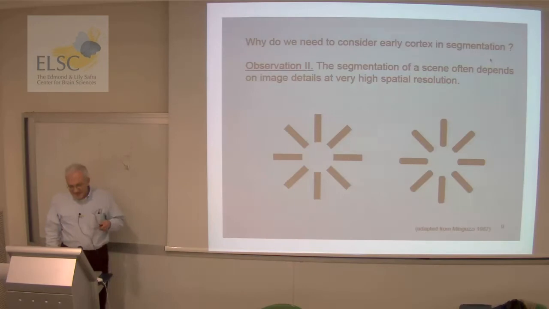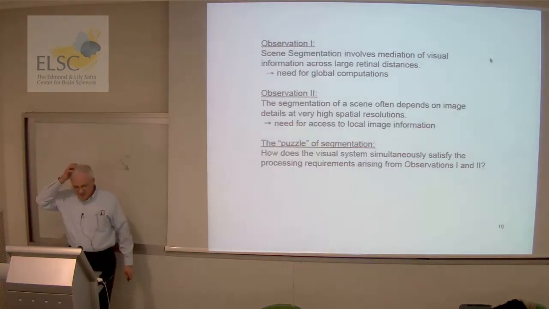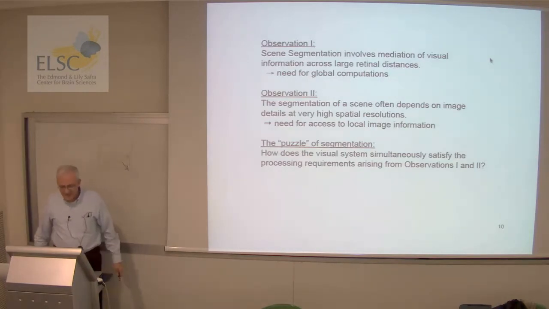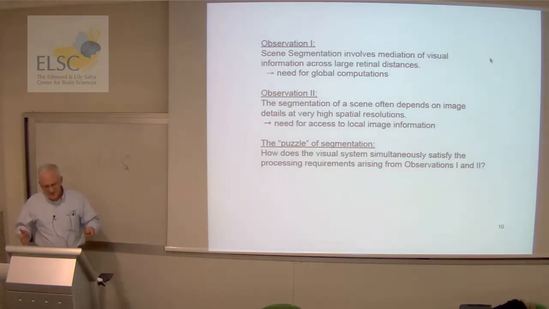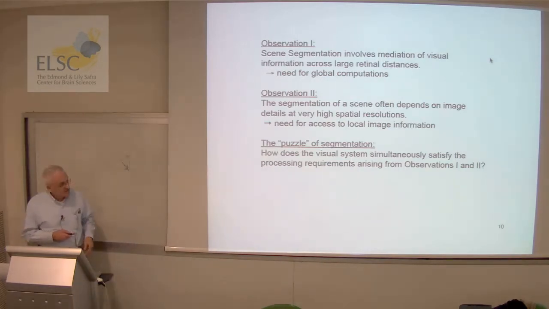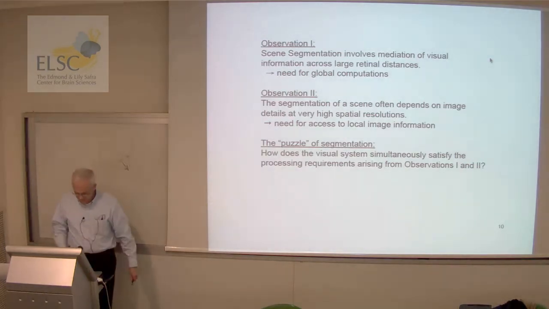So that's another observation that suggests early cortex could be involved in this. And so there are two observations. One is that there are very wide gaps across which you can fill, and the other is that you also depend upon very high spatial resolution information, which is usually only available in early stages. So there's a puzzle of how do you do both things? How do you simultaneously satisfy both requirements? It seems like it's impossible, or it's some kind of a trick.